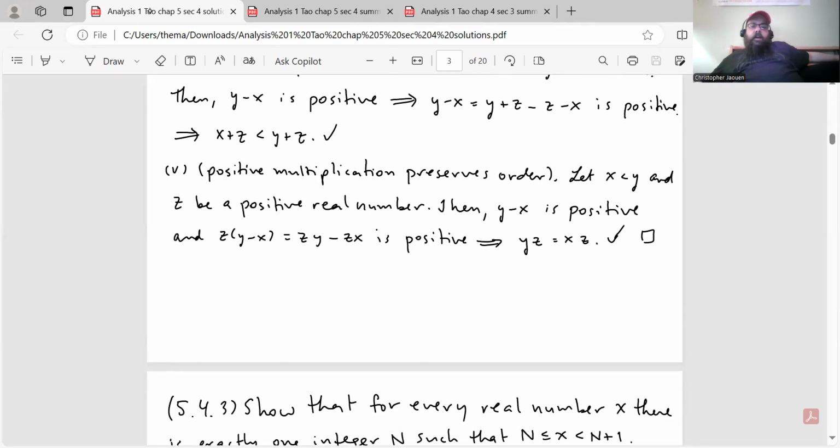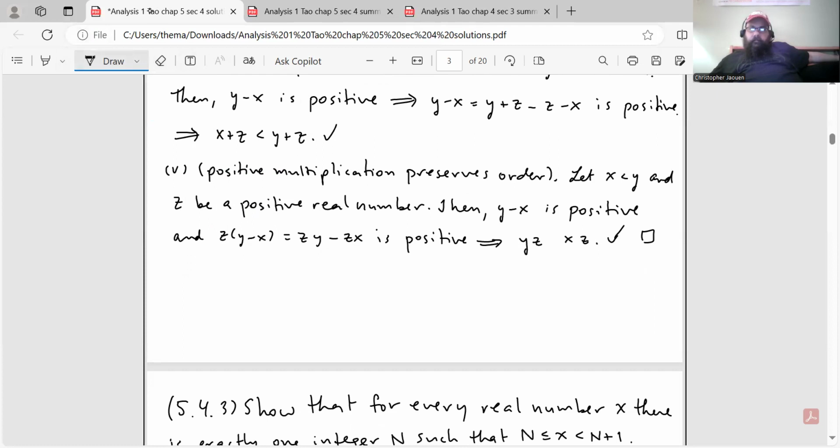And then finally, part five, positive multiplication preserves order. Let x < y and z be a positive real number. Then y − x is positive, and z times (y − x) is also positive, but that's also zy − zx. Sorry, there's just a typo here. It should be strictly less than. Also, I wrote this backwards; it should be the other way around. That implies that yz is greater than xz, and that proves the entire proposition.